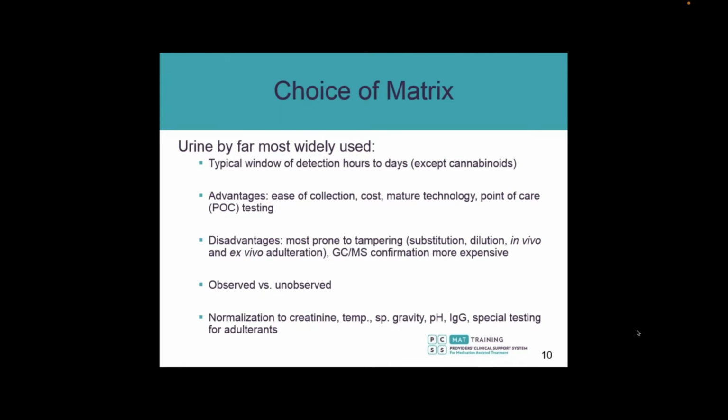There are ways, which we'll discuss, to get around the idea that somebody can adulterate the urine. You can normalize the results to creatinine in the urine, to its temperature, to specific gravity. You can look at its pH. You can look at levels of IgG. And then there is even special testing for adulterants such as bleach.